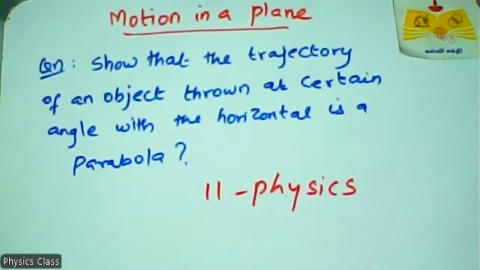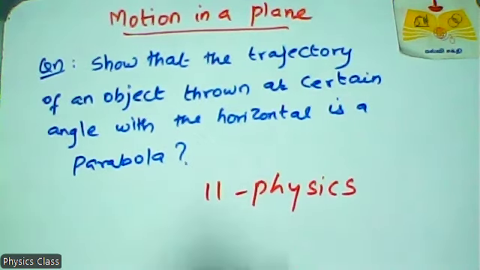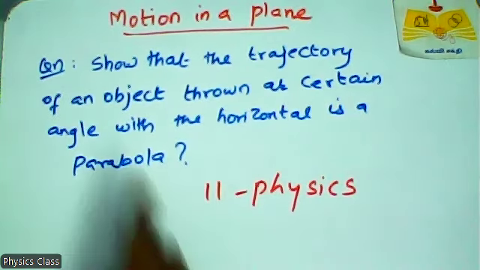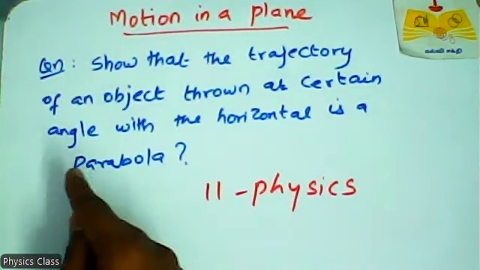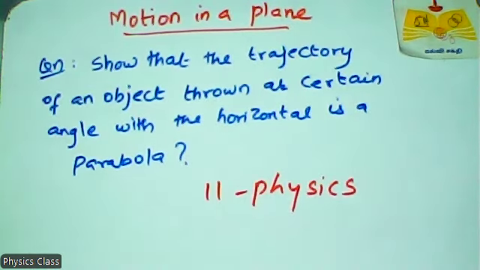Good morning, student. Namaskaram. Today we are going to discuss one question from 11th physics, chapter name Motion in a Plane. Question: show that the trajectory of an object thrown at certain angle with the horizontal is a parabola. Okay, this is a question.